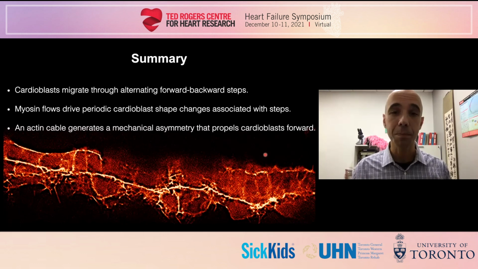And we believe that those cell shape changes actually require a mechanical asymmetry in the system, which we think is introduced by the assembly of a supracellular actin cable at the trailing edge of the cardioblast that confers directionality to the movement of the cells.